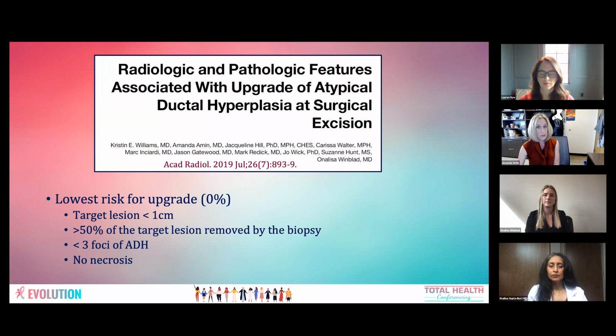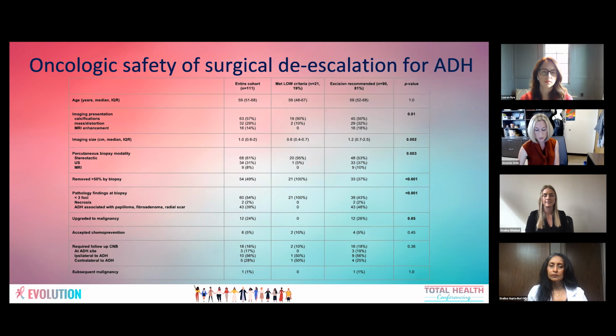And we identified our patients with the lowest risk of upgrade would have small lesions, less than 1 centimeter, have good sampling of the target lesion where 50% or greater is removed by the biopsy, have a low burden of atypia with only 1 to 2 foci, and that the atypia would not be associated with individual cell necrosis. We identified that patients meeting all of these criteria, none of them will go on to upgrade at the time of surgery. And so based on these findings, after rigorous multidisciplinary review at our conference, women who meet these criteria are offered observation and counseling with chemoprevention in our high-risk breast cancer prevention clinic over surgical excision.